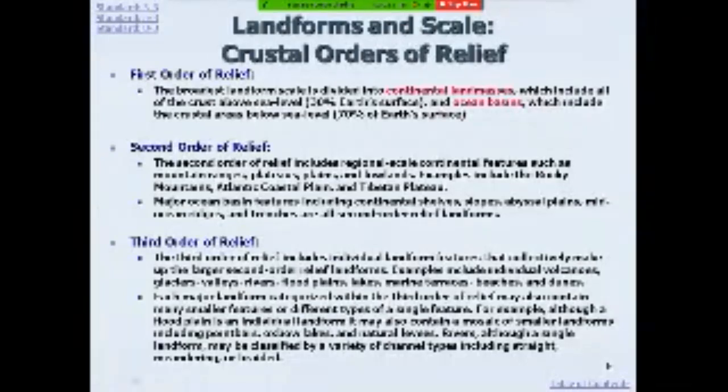Second order. What does the second order say? The second order consists of mountain ranges, plateaus, plains, lowlands, etc. The important ones in the second order are mountains, plains, and plateaus. And the third order of relief, what does it consist of? Collectively, it consists of volcanoes, glaciers, valleys, rivers, floodplains, lakes, marine terraces, beaches, dunes, desert, forest, etc. All these come under the third order of relief.